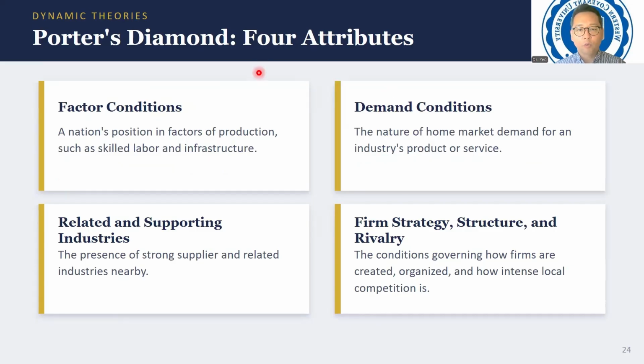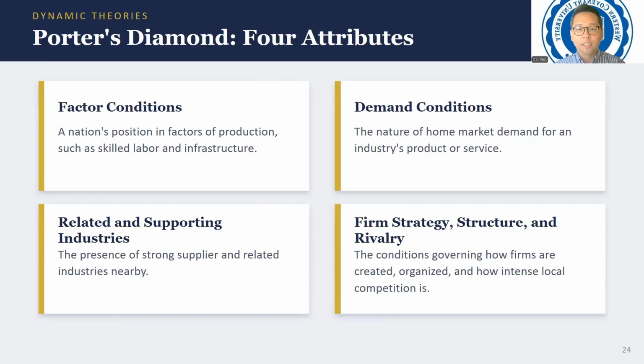So here are Porter's four attributes, often shown together as a diamond diagram. First, factor conditions. This means a nation's position in the production factors, like skilled labor, infrastructure, and natural resources. This connects back to the Heckscher-Ohlin idea we discussed earlier, but Porter treats these factors as things a nation can actively build, not just something it happens to have.